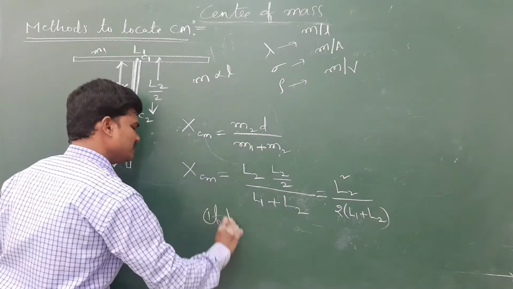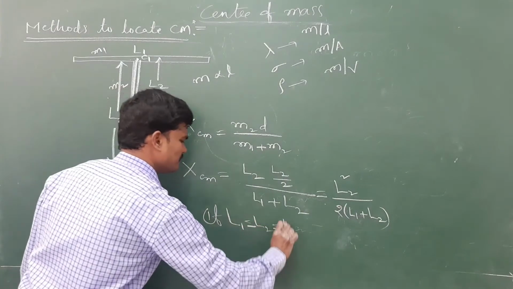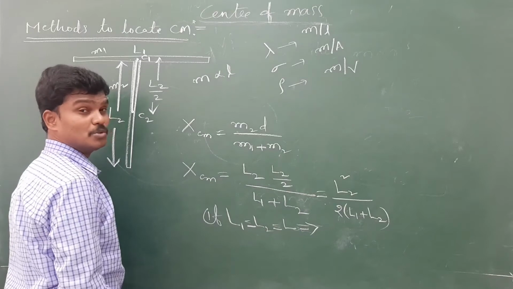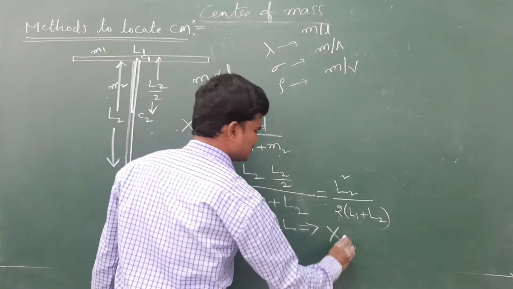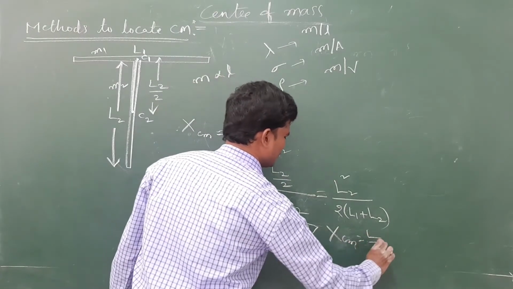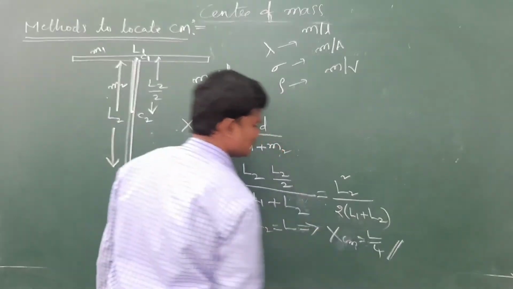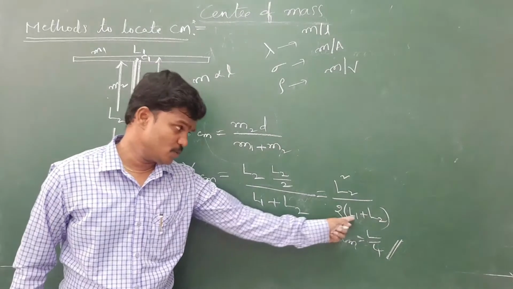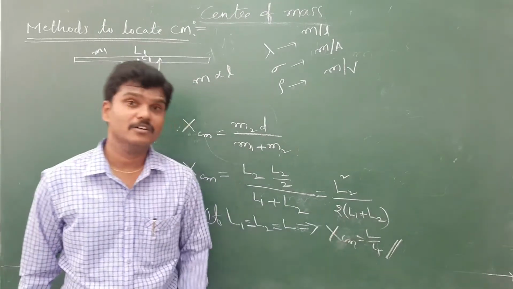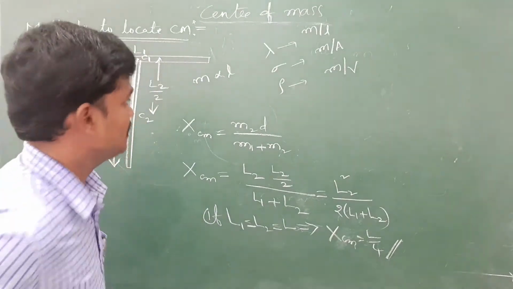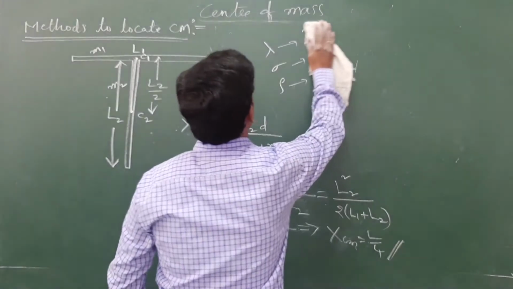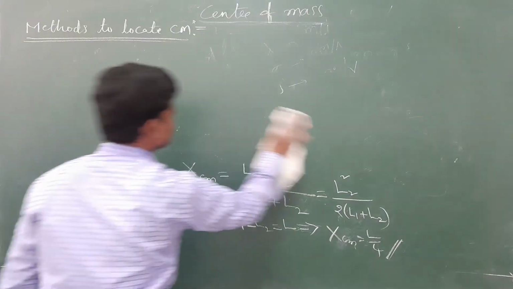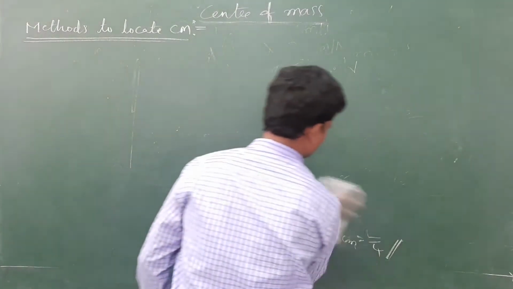If both lengths are the same, then L square by 4L, so the center of mass of the system is L by 4: L square by 2 into 2, so L by 4. Let us suppose they have given two cylinders, two hollow cylinders whose radii are given and whose lengths are given.